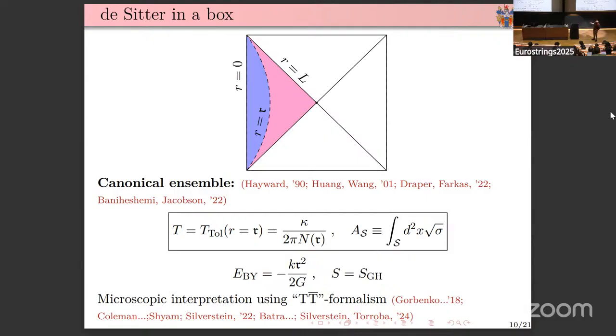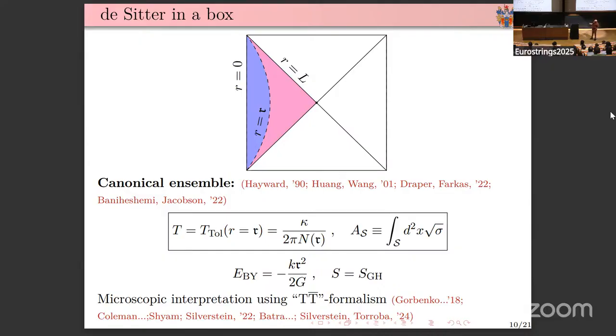You can also go the other direction, where if you're confined to the cosmic patch, you take the screen and send it all the way to the pole, and that would also give you the full static patch region. Now, just in the same way that York did, we can consider the canonical ensemble. So these boundary conditions define for us thermal ensembles.